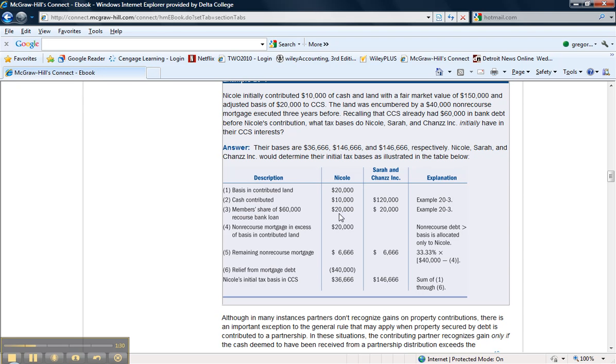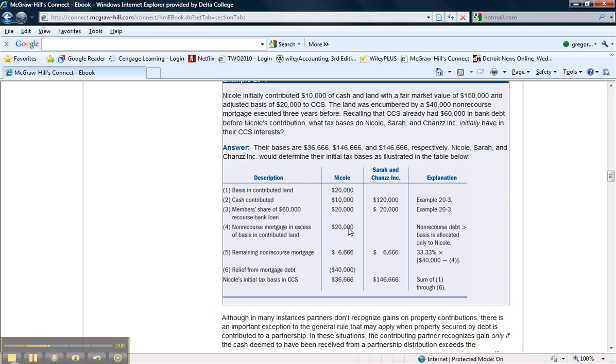And then comes how to handle the relief of debt. This $40,000 loan or mortgage that was on the land that Nicole contributed. The rule is a little bit crazy, but the rule is basis has to be allocated to Nicole first if her relief of debt was bigger than her basis in the land. So her basis in that land was 20, and her relief of debt is 40. So the first $40,000 of basis for that mortgage that's going to be assumed by the partnership has to go to her.